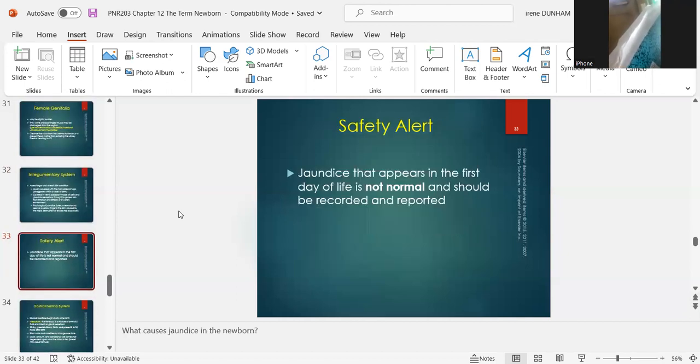Okay, regular physiological jaundice happens after about 3 days of life. So again, on the first 24-hour call, jaundice that appears in the first day of life, the first 24 hours, is not normal. We've got to think what it's called: pathological jaundice. And then I've got to start thinking about the liver. What's going on with the liver?